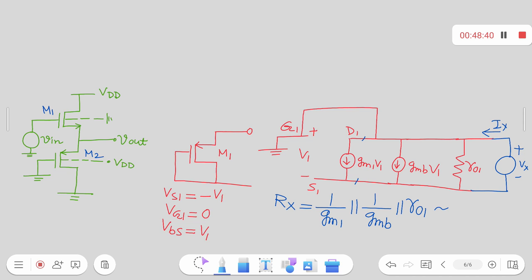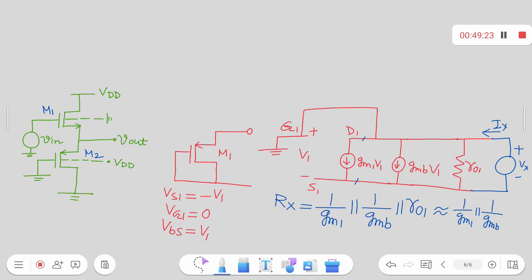Typically this can be approximated to 1 by GM1 parallel with 1 by GMB, since RO1 is typically large. If not, then you have to incorporate all these things. So ultimately this M2, this combination from here to here. Previously we had a resistance RS, and we started our discussion with that resistance, GMRS by 1 plus eta times GMRS.